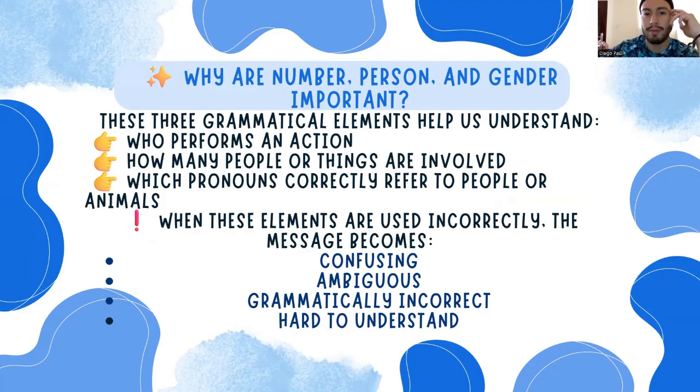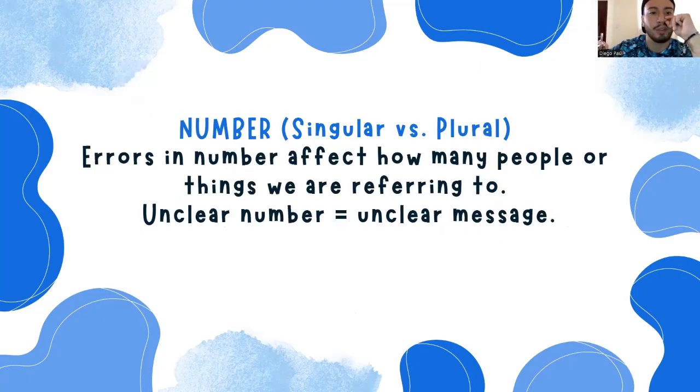So in this video, I will present 10 examples of common mistakes and I will explain exactly why they cause problems. So let's start with number. This refers to the correct match between singular and plural forms. For example, if the subject is singular, the verb must also be singular. And if the subject is plural, the verb must be plural.